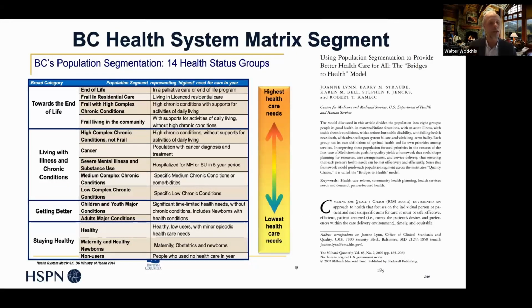And it takes sort of, are you trying to stay healthy? Are you getting better, you had an acute condition? Do you have to live over the long term with chronic illnesses and conditions? Which conditions? How complex are they? Or are you frail, older, and heading towards the end of life, being up at that top kind of area where we think there are the highest needs? So this is another model of looking at your client population.